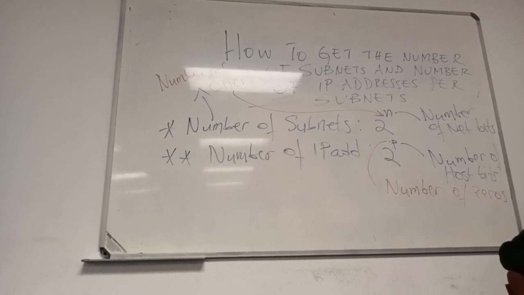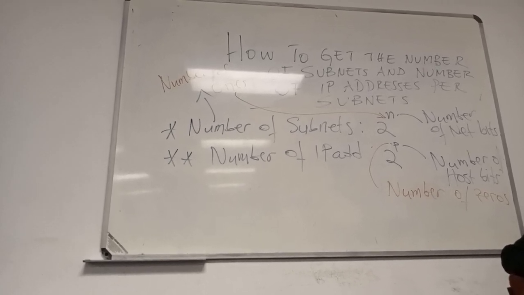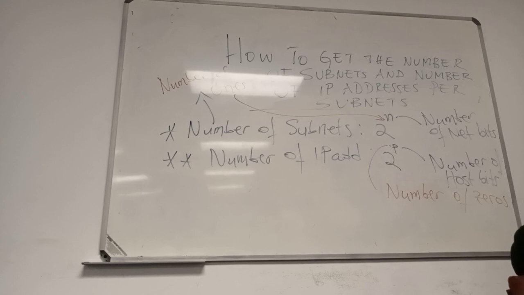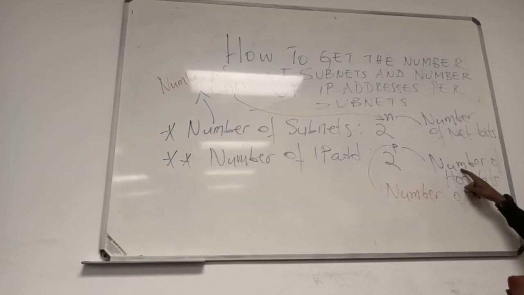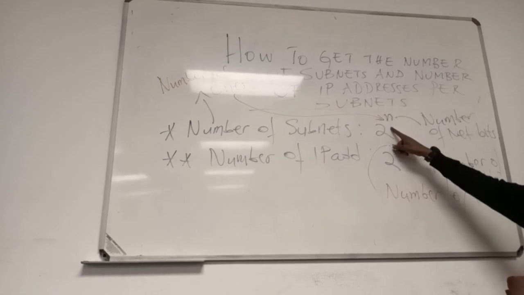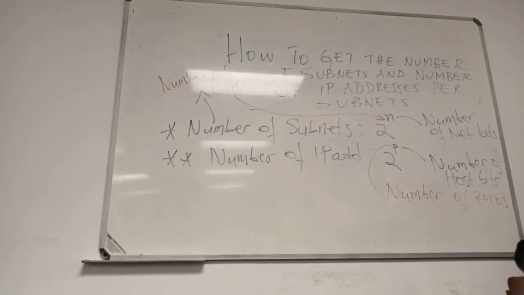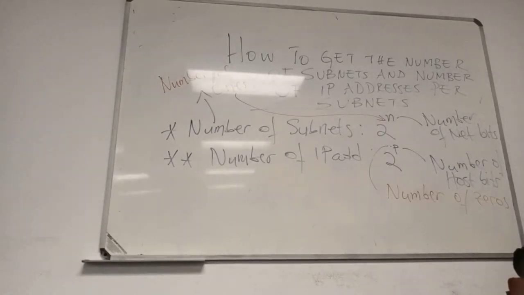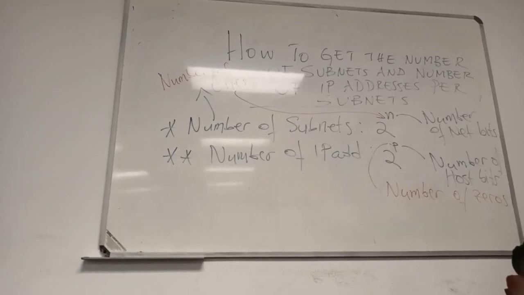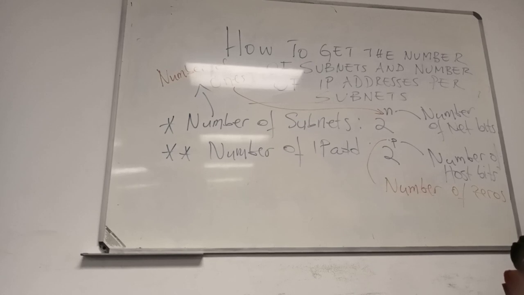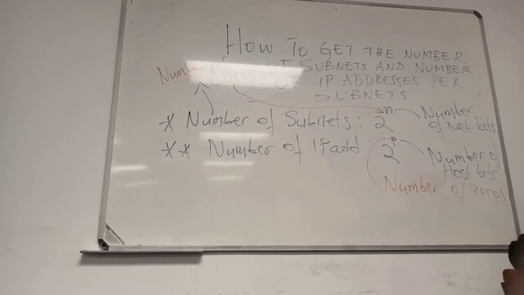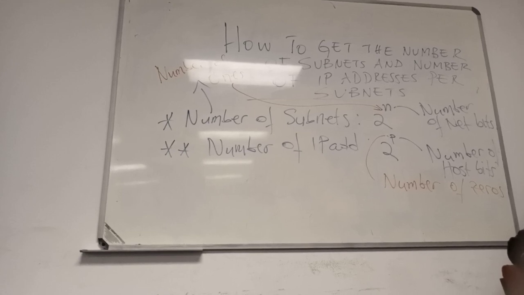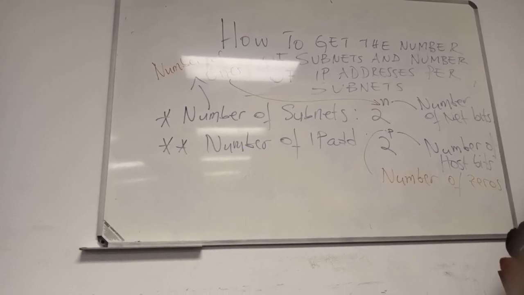After the number of subnets, next is the number of IP addresses. Right? You have to be able to determine for every subnet how many IPs.